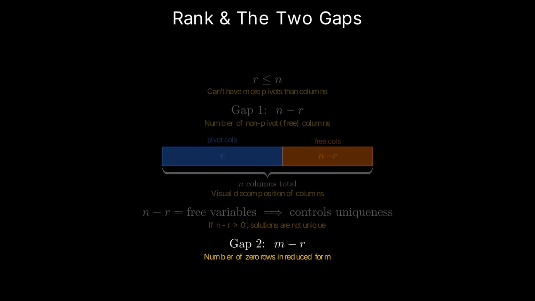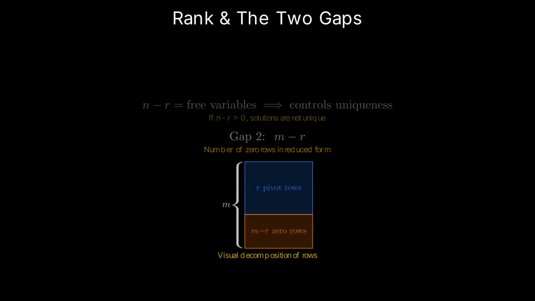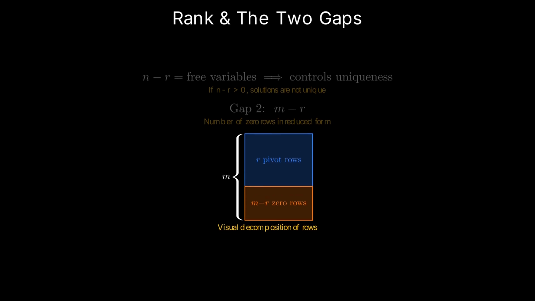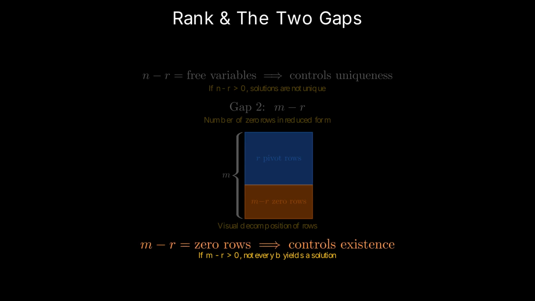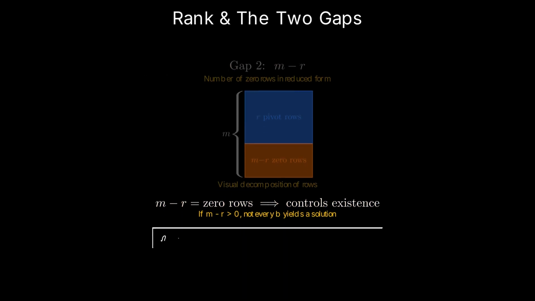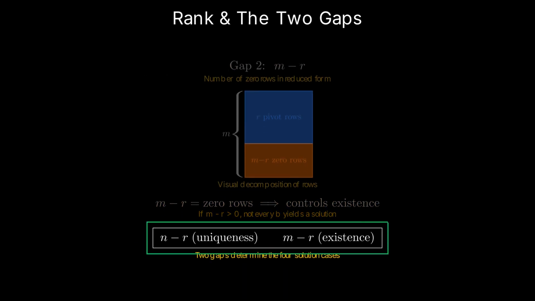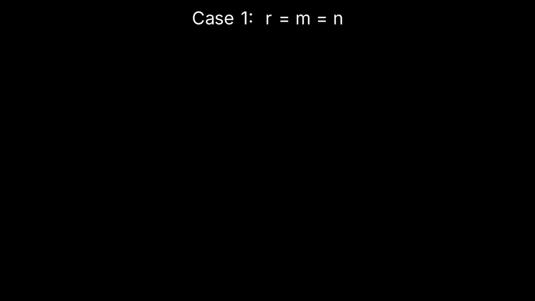The second gap is m minus r. That's the number of 0 rows in the reduced form. Each 0 row imposes a condition that b must satisfy; violate it, and the system has no solution. This gap controls existence. So we have 2 gaps, 2 independent levers, and together they determine which of the 4 solution cases we're in. Start with the cleanest case.